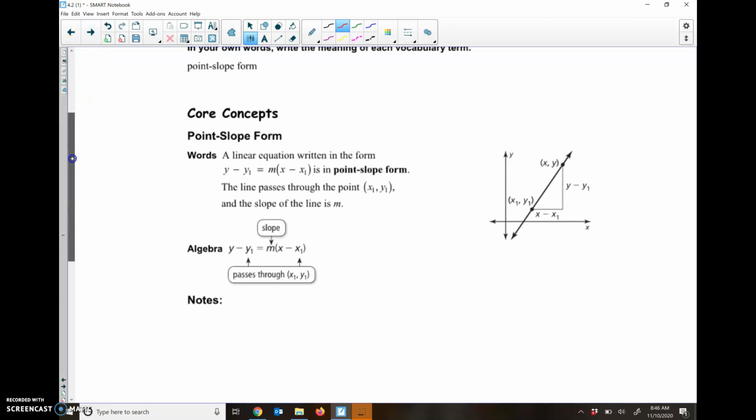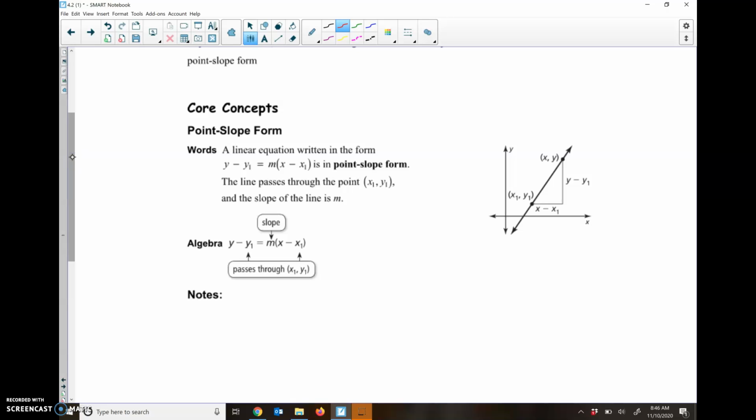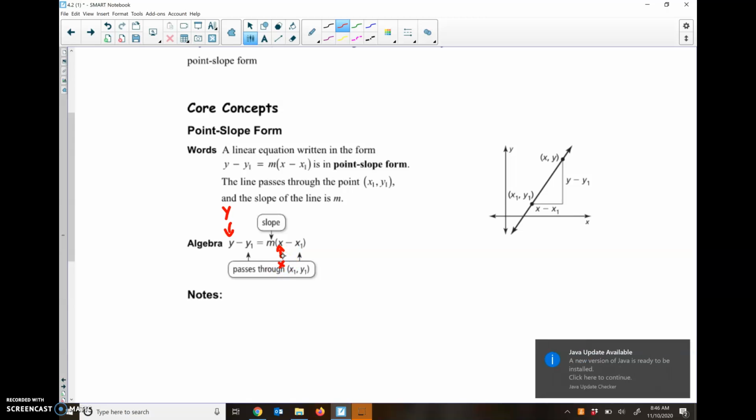So here's point-slope form. I know it's going to look more complicated, that I will admit, but I think in the long run this is way better than slope-intercept form. So point-slope form is y minus y1 equals m, and then parentheses x minus x1. So this y here is always going to stay a y. That's never going to change. Same thing with this x here. That's always going to stay an x. That's never going to change.